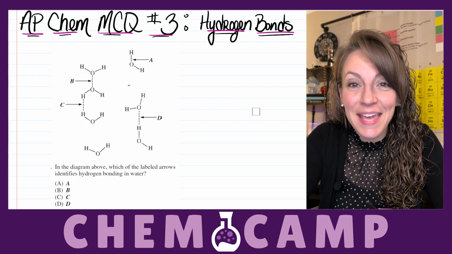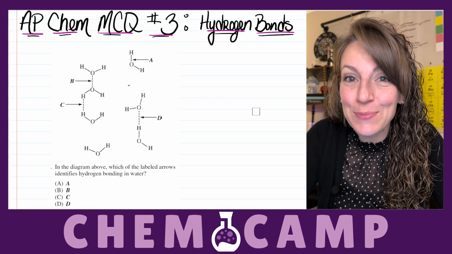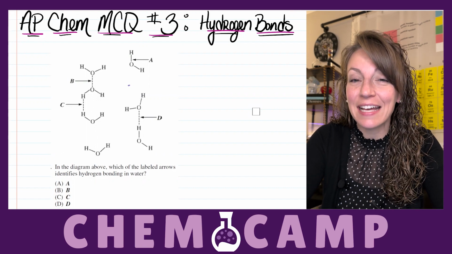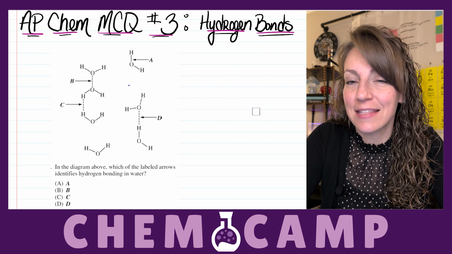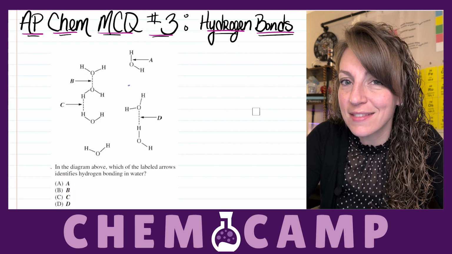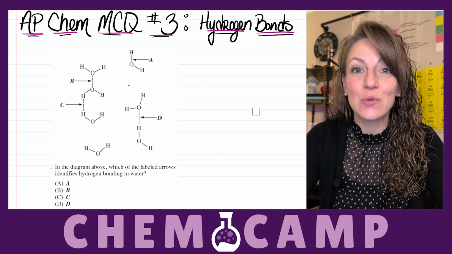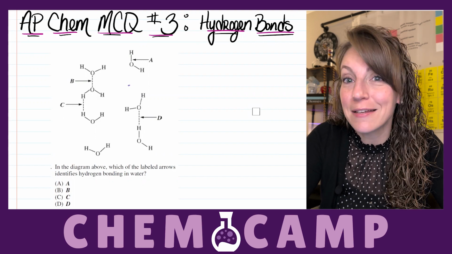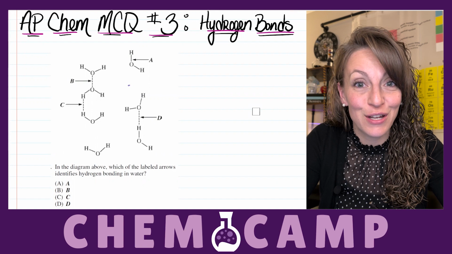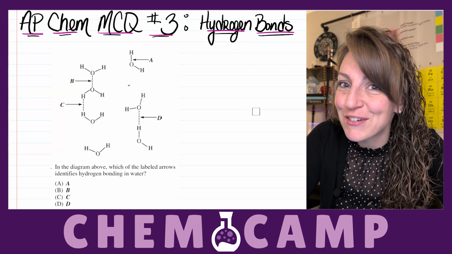AP Chem students, do you realize that the College Board is going to expect you to know exactly what a hydrogen bond is? And that they love to ask this type of question on their multiple choice section of their exam? So this would be a real easy problem to pick yourself up an extra point in May. Every point counts, you know. So let's learn a little chemistry.